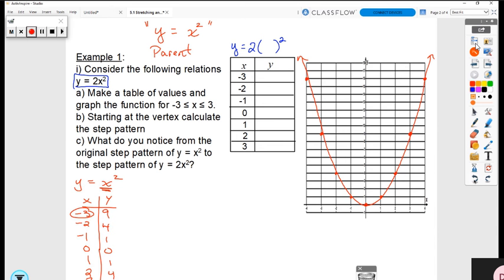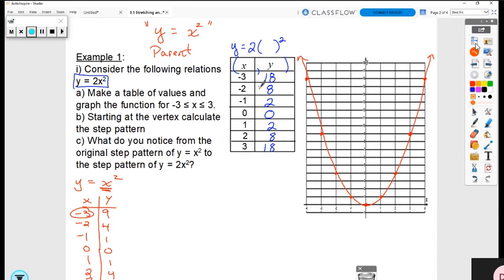So think about it. 3 squared is 9 times 2, 18. Yeah? 2 squared is 4 times 2 is 8. Let me know when I mess this up, because mental math in the morning. 1 squared is 1 times 2 is 2. Now, 0 squared is 0 times 2 is still 0. And because we know these things are symmetrical, watch what happens. 1 squared is 1 times 2 is 2. 2 squared is 4 times 2 is 8. 3 squared is 9 times 2 is 18. And these are our x, y coordinates.